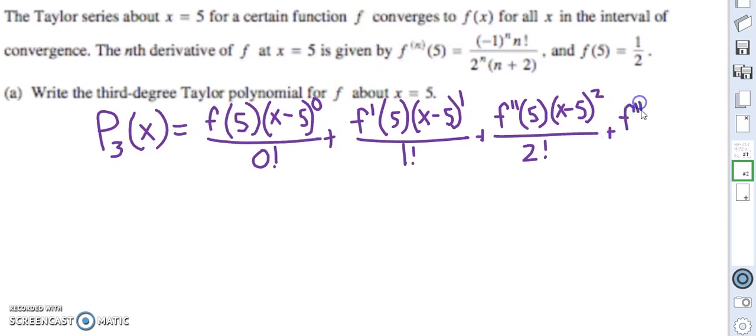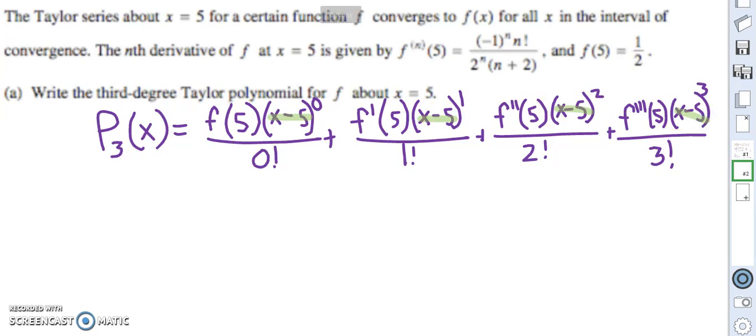Third derivative. Third power. 3 factorial. If I had to imagine you getting this problem wrong, I would guess that you would forget to do x plus 5. Remember that's going to be x plus 5. Not plus. I'm getting it wrong now. X minus 5, because it's centered at 5, so everything needs to be in terms of x minus 5 to a power.